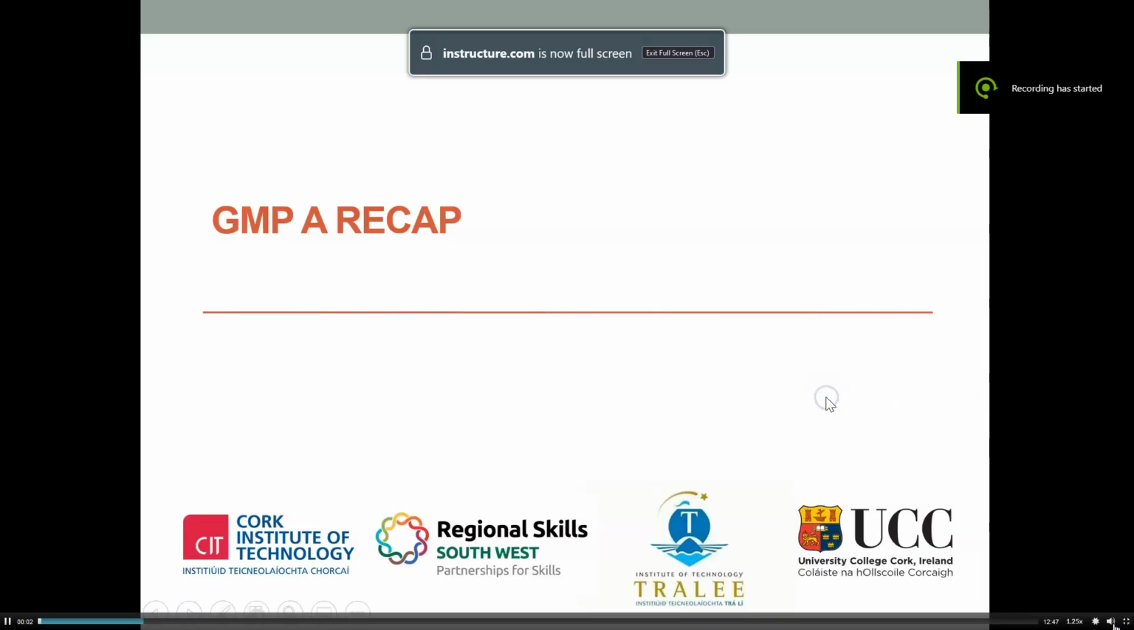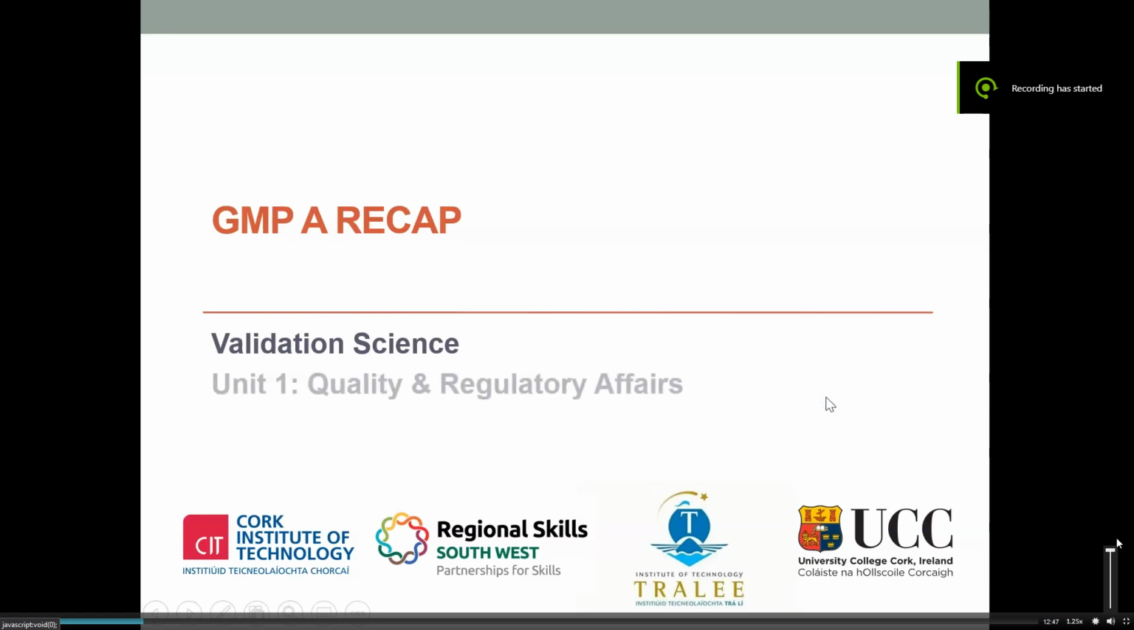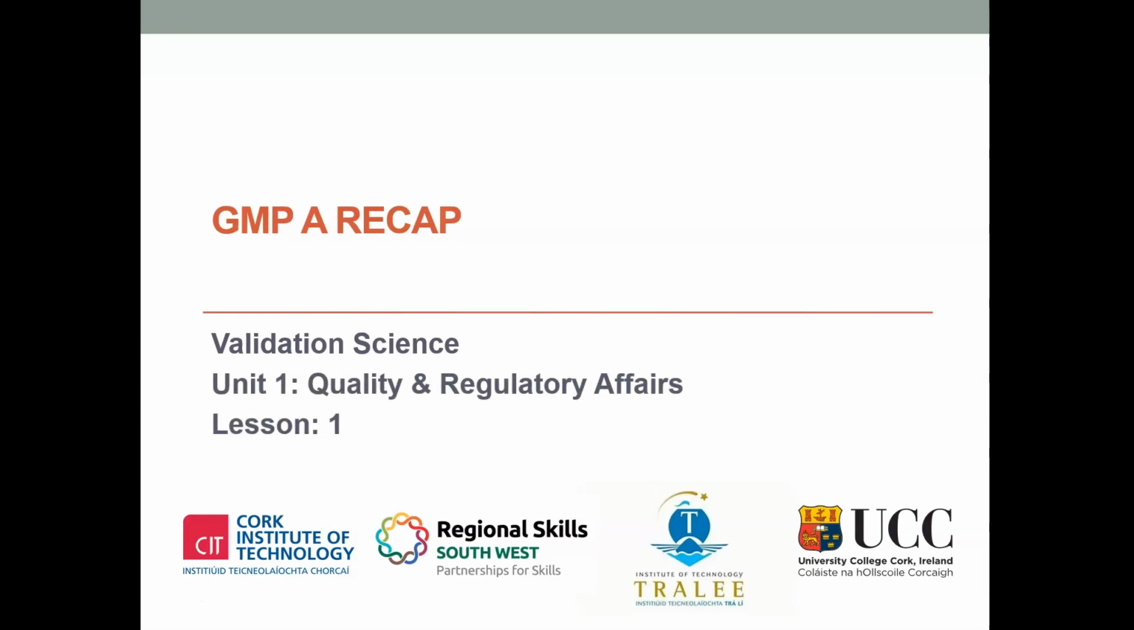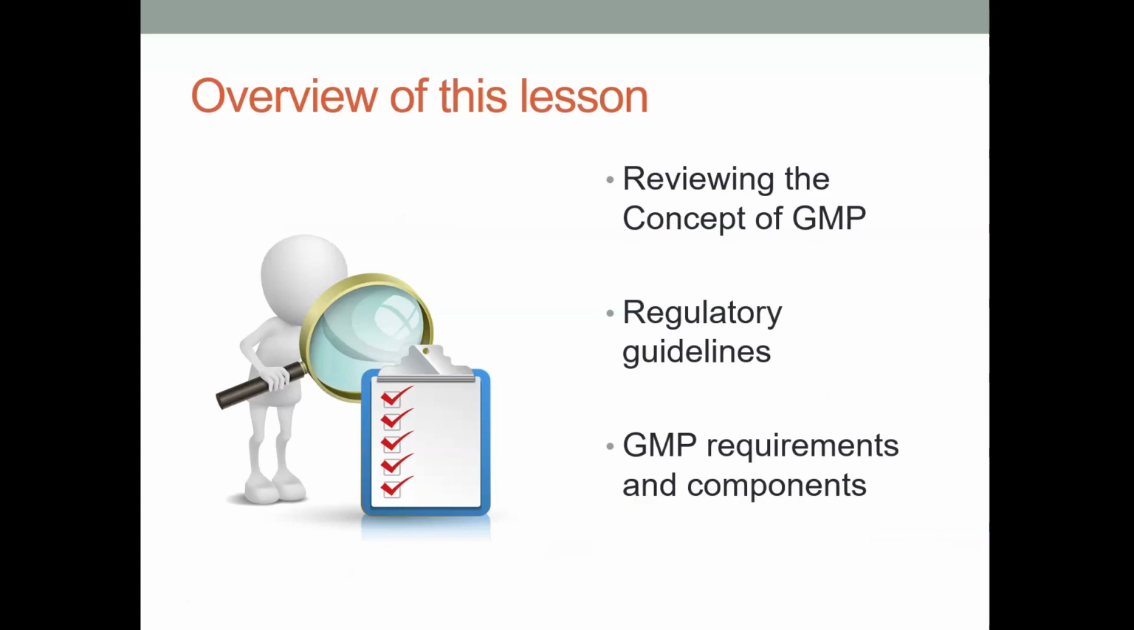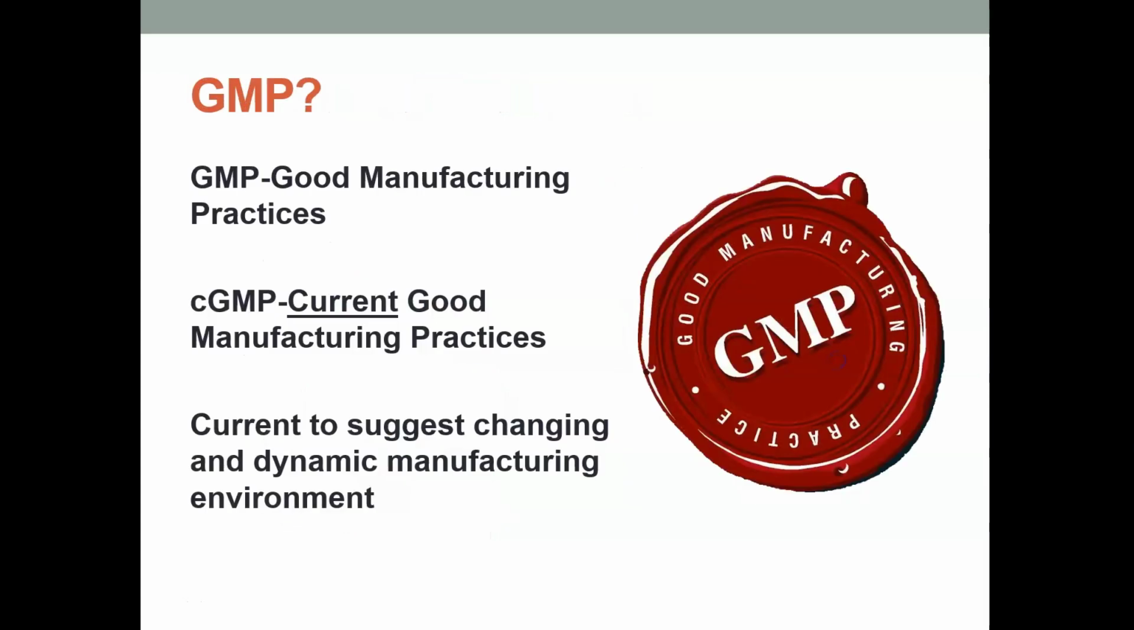Welcome to Validation Science. Unit 1, Quality and Regulatory Affairs, and this is Lesson 1, GMP recap. The overview of this lesson: we're going to be covering the concept of GMP, looking at regulatory guidelines and GMP requirements and components. GMP stands for Good Manufacturing Practices, as you remember from your previous unit.